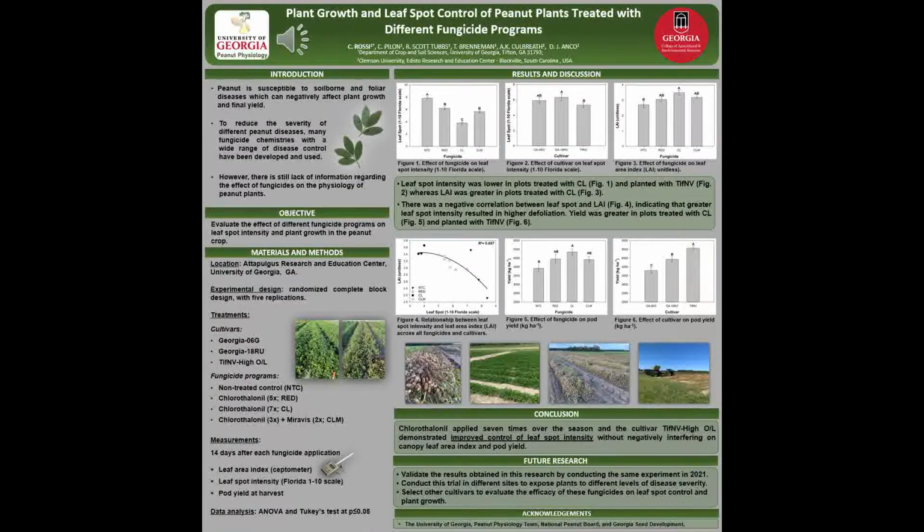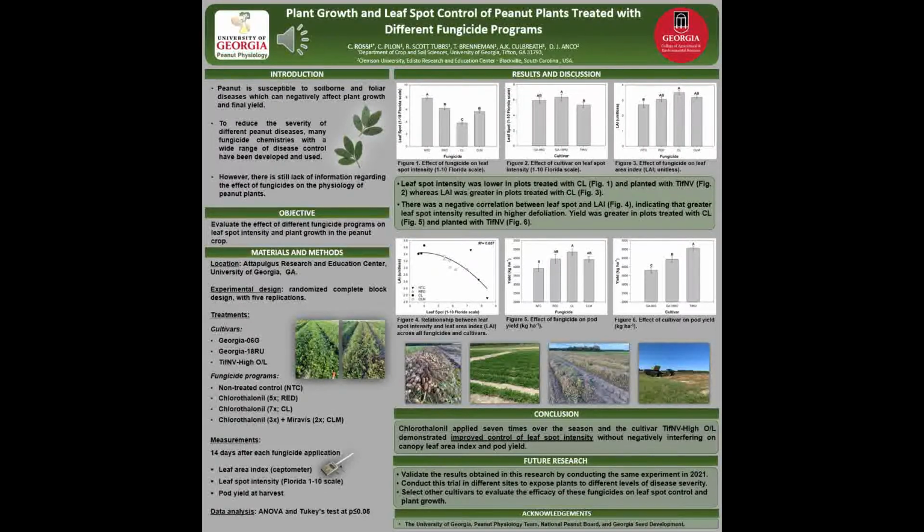Figure 5 represents the effect of fungicides on pod yield. The plots that yielded the most were the ones treated with chlorothalonil applied 7 times over the season, while the plots with the lowest yield were the non-treated plots. The last graph, which is figure 6, represents the effects of cultivar on yield. The plots that yielded the most were the ones planted with TifNV-High O, while the plots with the lowest yield were the ones planted with Georgia 6G.